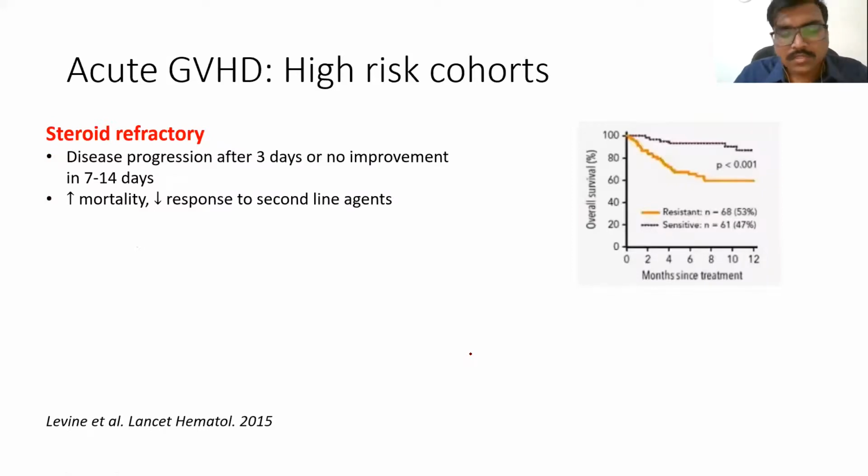So, what about the patients who do not respond to steroid? So, in steroid refractory, the patients are considered when there is disease progression after 3 days or there is no improvement in 7 to 14 days. And this is associated with high mortality and decreased response to second line agents.